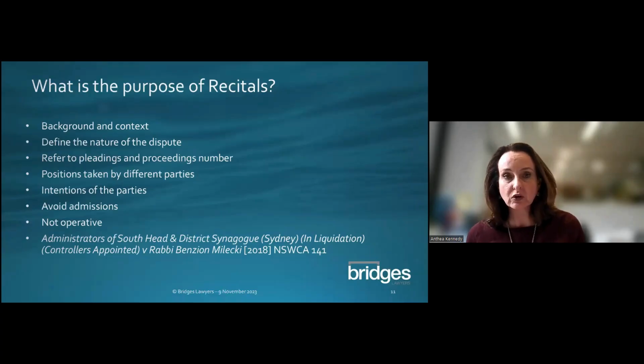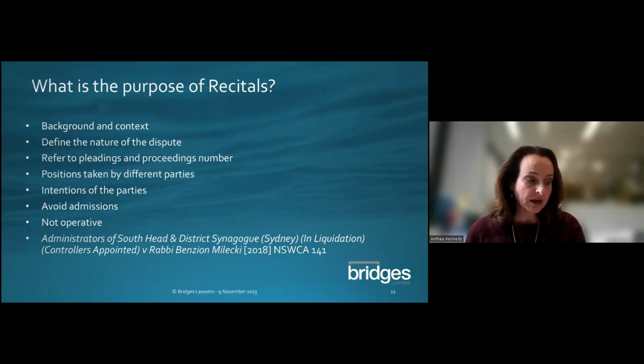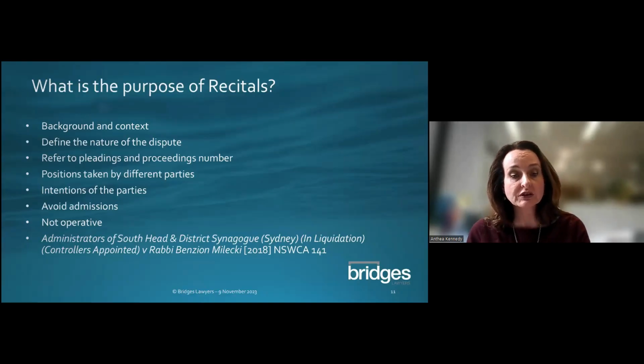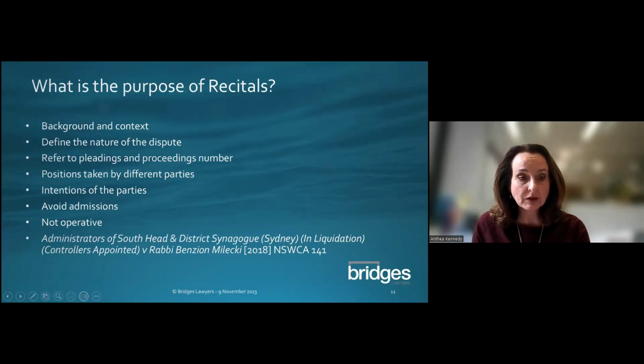At first instance, it was found that the clause was intended to be legally binding and that the rabbi had life tenure. That was appealed, and on appeal it was found that it was in the nature of a recital and that it was not, as held by the trial judge, inconceivable for the term not to be intended to give rise to legal obligations.